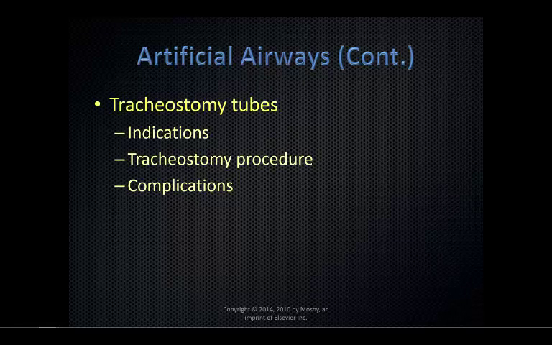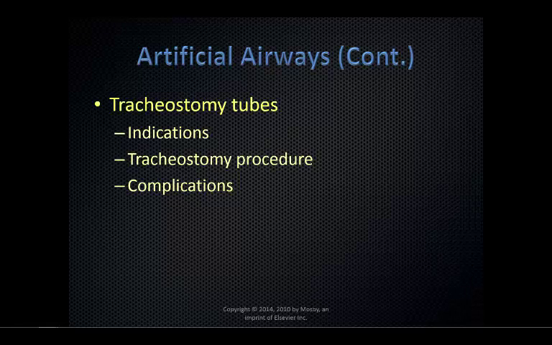So next we're going to move to tracheostomy tubes and look at the indications, the actual procedure, and then the complications. A tracheostomy tube is actually the preferred method for airway maintenance if the patient is going to be intubated for longer than 7 to 10 days. Often we don't know initially whether they're going to be intubated for periods longer than that, so you usually don't see this performed immediately in, say, an emergent situation.